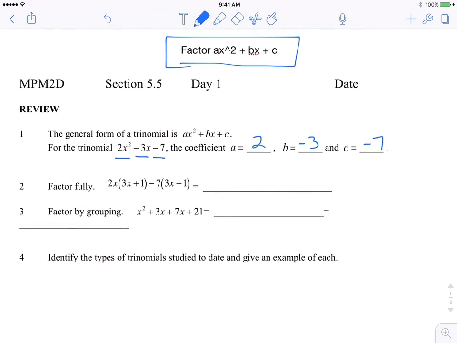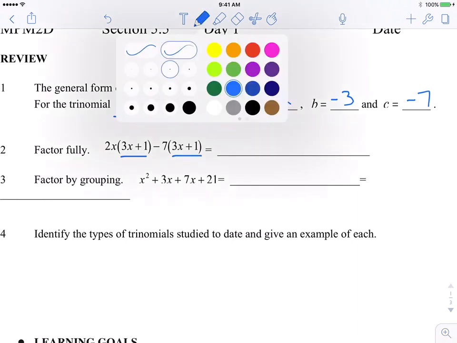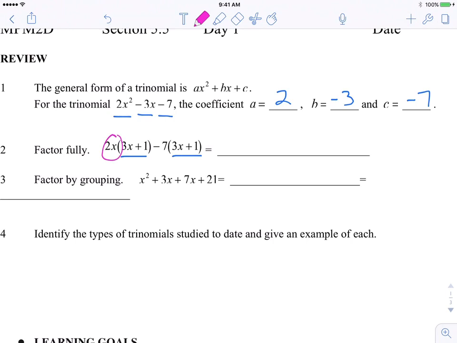If we're going to factor this fully, and this is just a review from last day, we look at what we have here in common. We've got a binomial 3x plus 1. There is a 2x being multiplied by 3x plus 1, and a negative 7 is multiplying by a 3x plus 1. So what we do is we put what we have in common first, and 3x plus 1 is being multiplied by a 2x and by a negative 7.